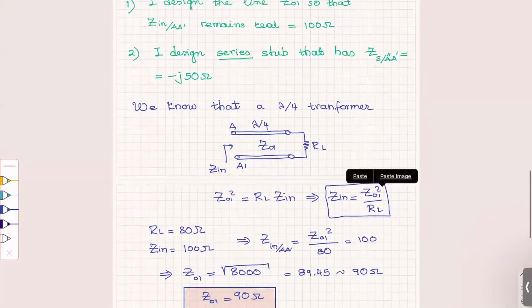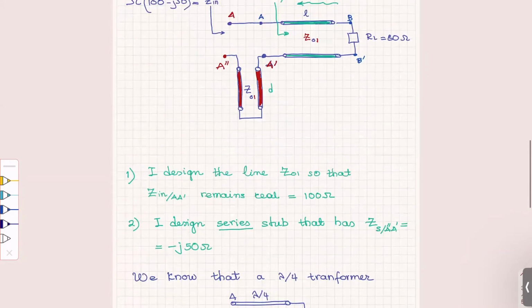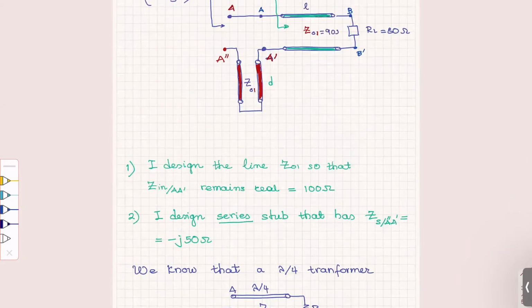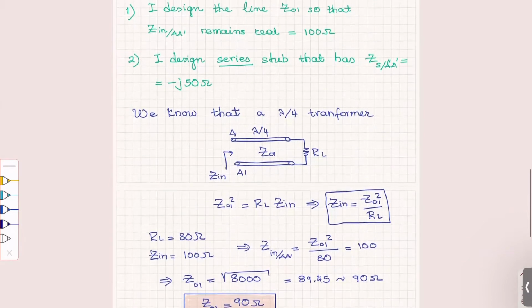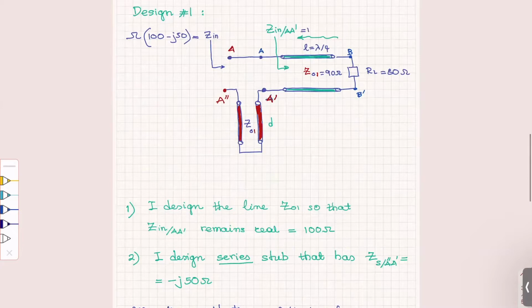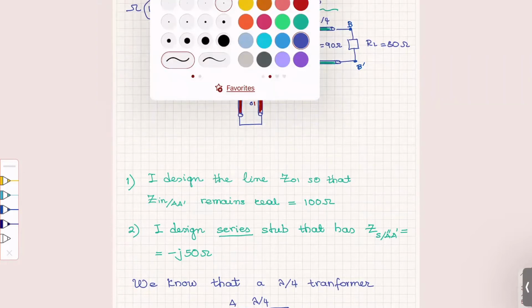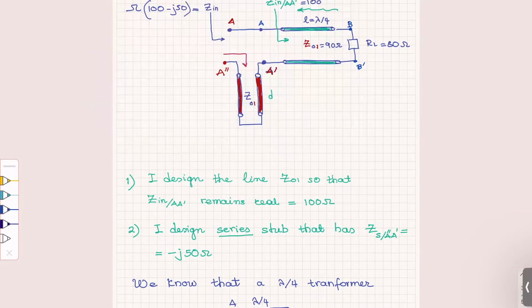Number 2, so now we go to design the stub. If now we have Z01, and I put what we found here to be 90, and L is lambda over 4, Z input at A A prime is 100 ohms. So practically now I need this impedance here, which I call A double prime A prime, I need that to be minus j50.